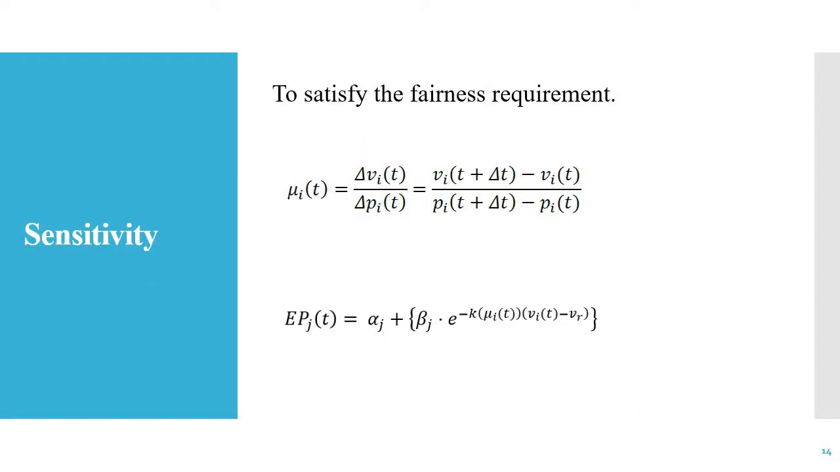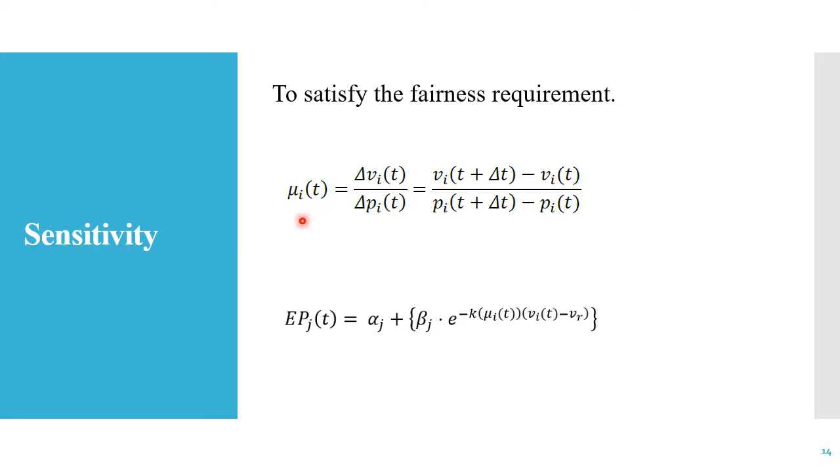To make our system fair for all consumers, we implement the sensitivity. As you can see from the formula, sensitivity represents the ratio of the change in voltage to the change in power. So we are measuring how much voltage change we have for a certain change in power. And this sensitivity will get higher as we move away from the source due to the impedance of the network.